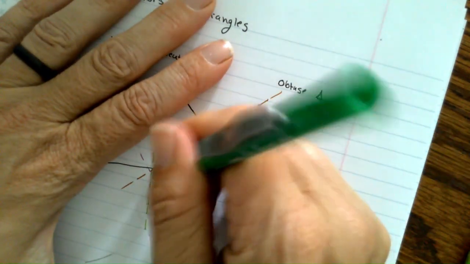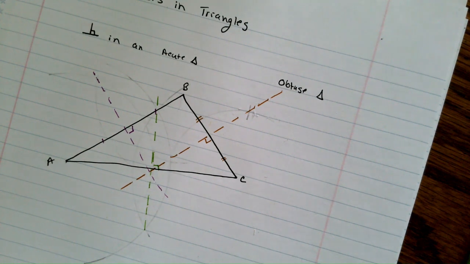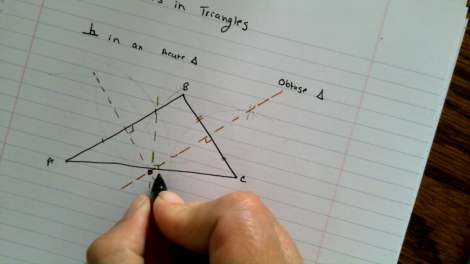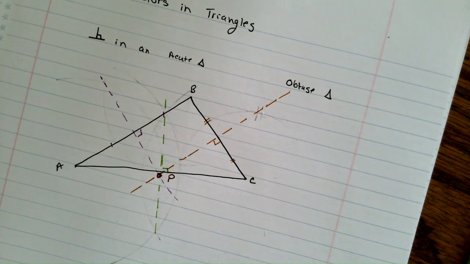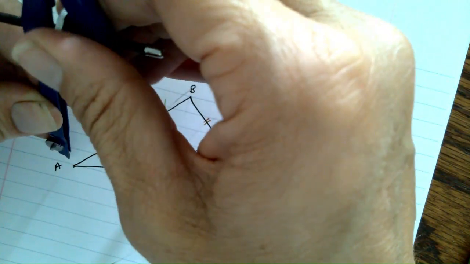But what you should have noticed, had everything worked out perfectly, is that my 3 perpendicular bisectors all met at a point. The purple, the green, and the brown all met right here. I'm going to call that point P. But not only did they meet there, something else interesting happened. Look at the distance, and hopefully you've been following along and doing the same on your paper. Look at the distance from the point where they met to each vertex of your triangle.